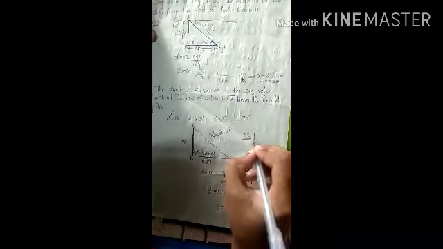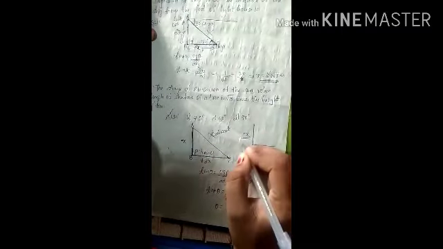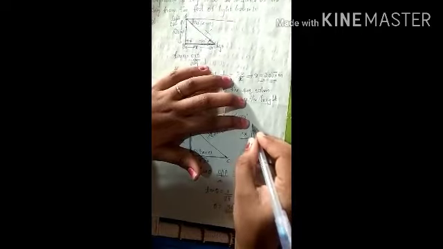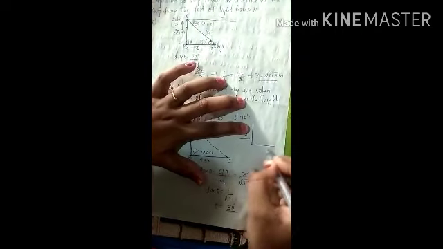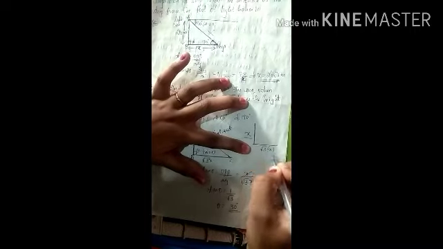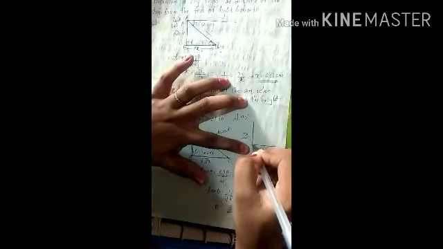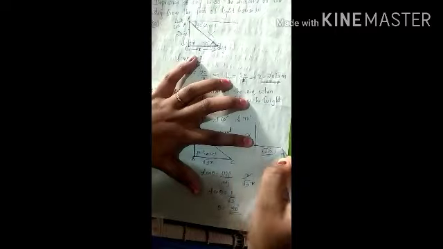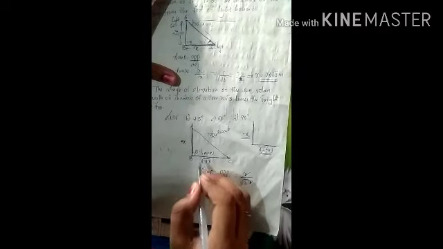If I thought this tree's height as x, its shadow is root 3 times the tree's height. If the tree's height is x, the shadow will be root 3 times the tree height. Root 3 times the tree height is how much? This is root 3x. The tree height is x and this root 3x is the shadow of the tree. After that, what did they ask us to find out? The angle of elevation. This angle of elevation is theta.